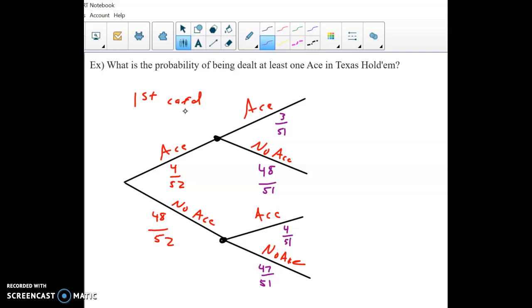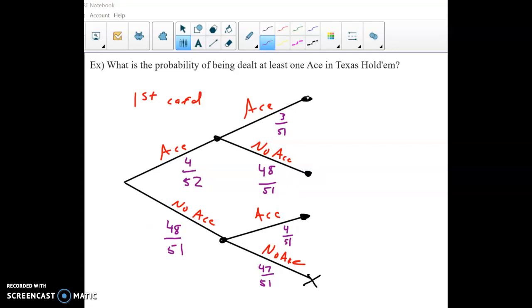Okay, so the probability that we get at least one ace is all of these dots. This one actually has 2 aces. This one has an ace on the first card. This one has an ace on the second card. And then this one we didn't get an ace. So what I've got to do is find the probability for these 3 dots, and these are "and" probabilities.